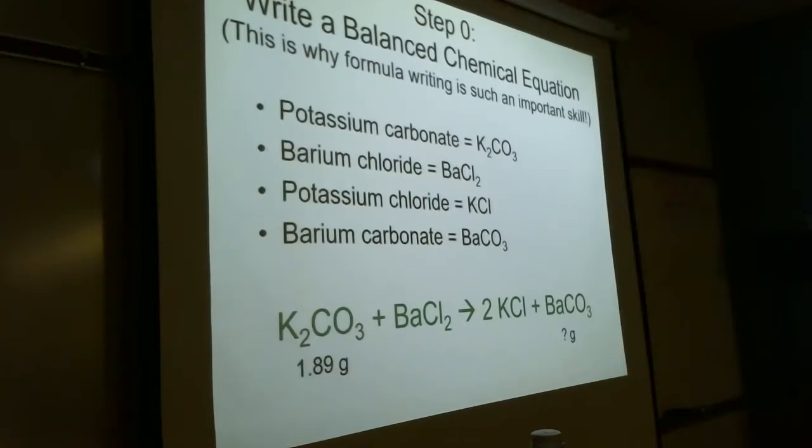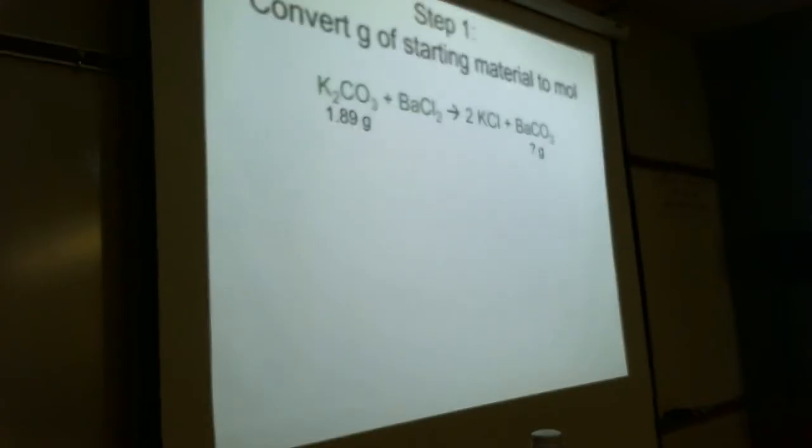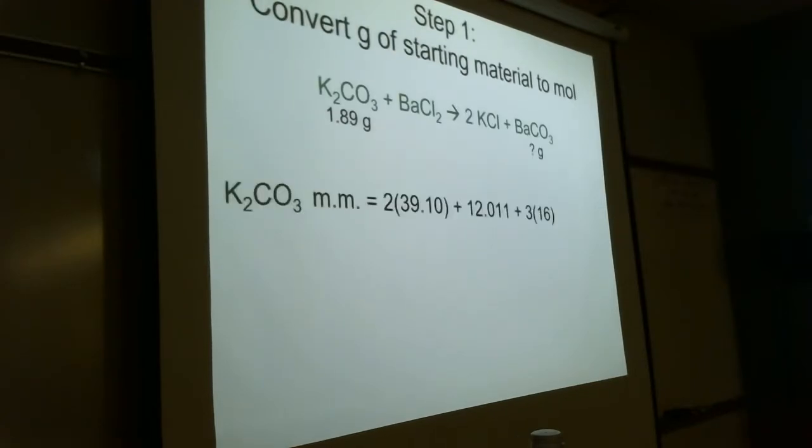All right, now we're not interested in anything but the potassium carbonate, right? Because we're given this mass, excess of this, and we're not interested in potassium chloride, we're interested in barium carbonate. So we want to know how many grams we can produce. So we're going to convert grams to moles using the molar mass. I came up with 138.211. Did you? Something similar?